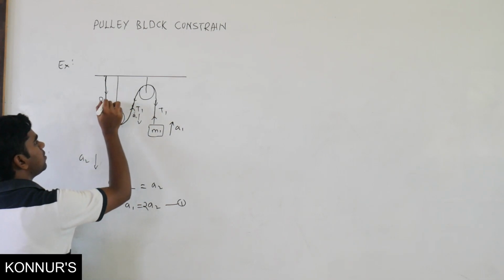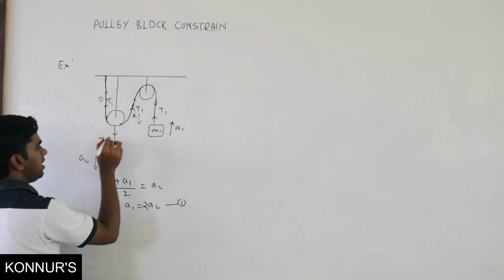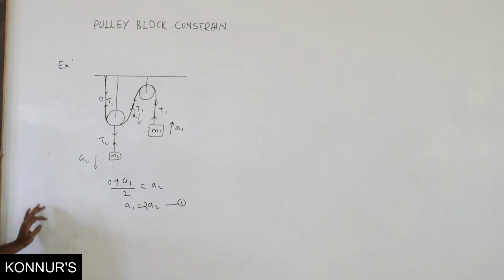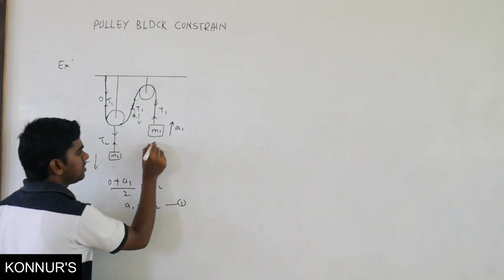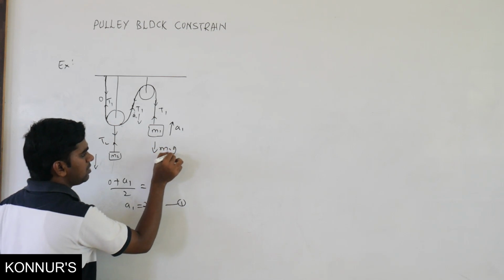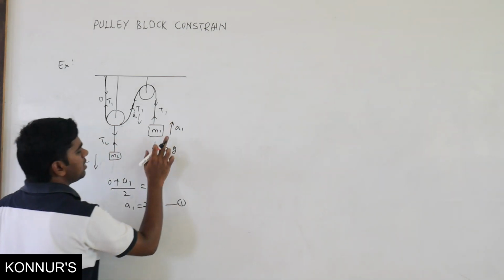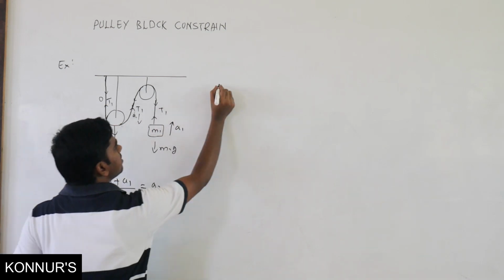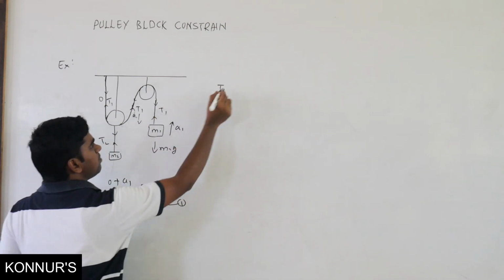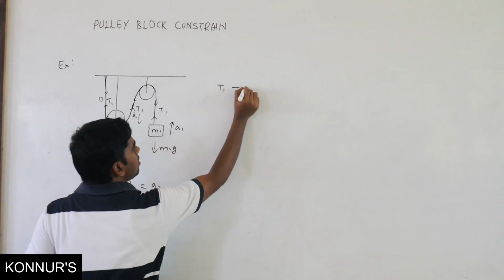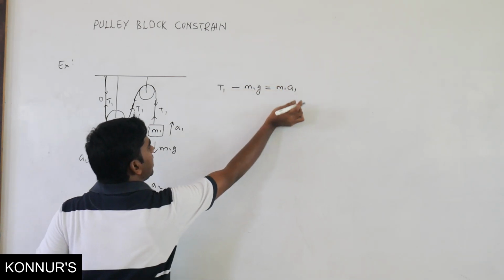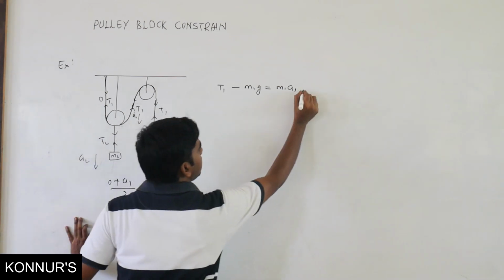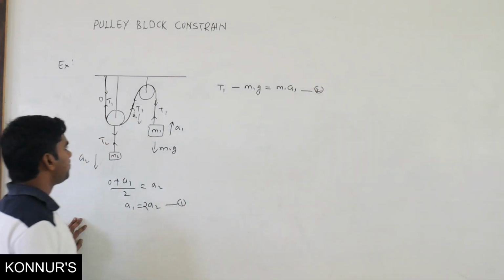T1, and here also it is what? T1. Here you can take it as T2. Now write the net force equation for this. What is the net force equation for this? Here it is M1G downward. It is moving upward, so take T1 first. So T1 is the upward force minus M1G equals what? M1 into acceleration. So you got one more equation, call it equation number 2.